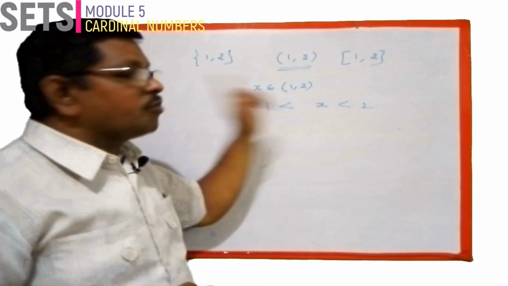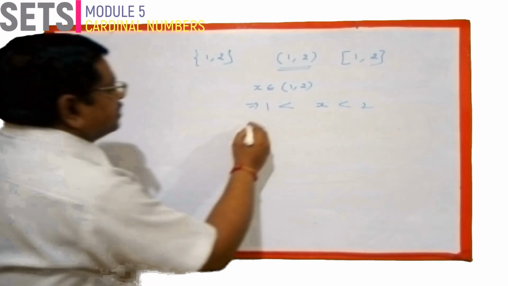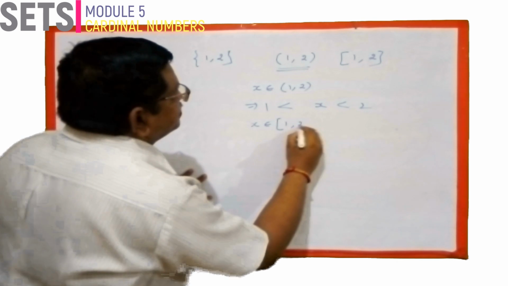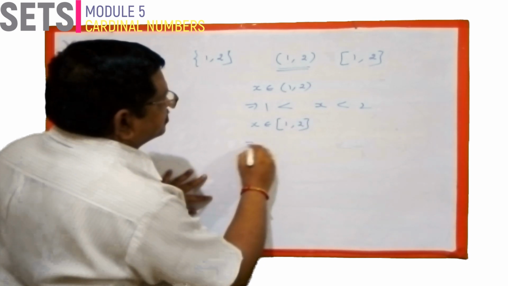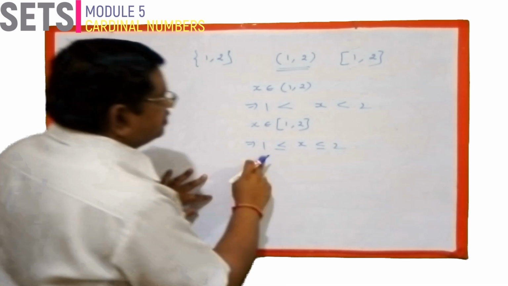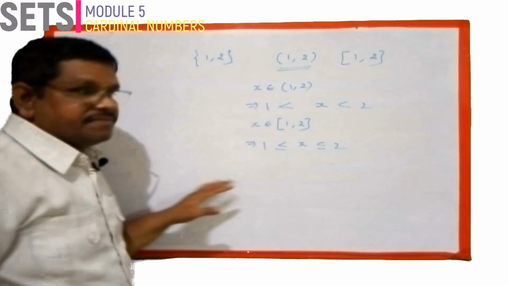So this is called as open set. Similarly, in closed bracket, if you take x as an element, we will write this as x is the element in between 1 and 2. Here the representation is different.